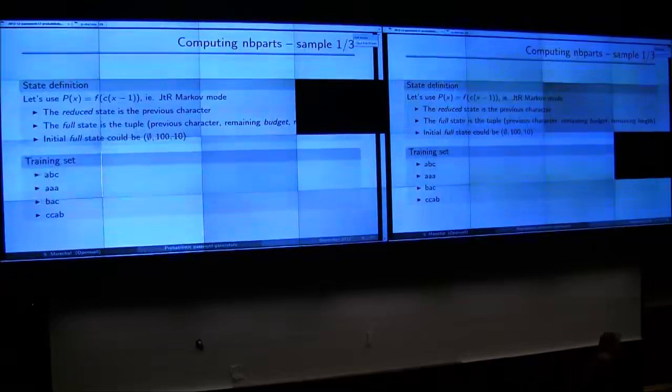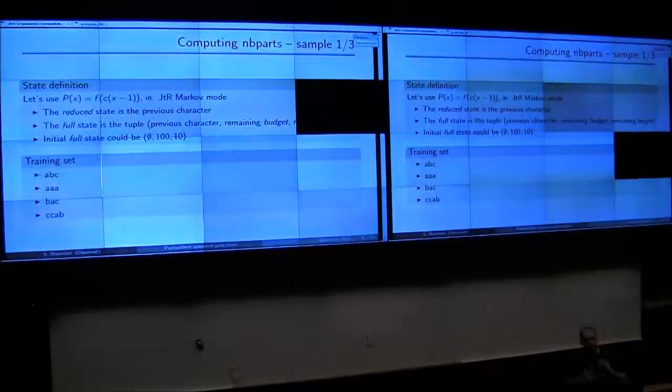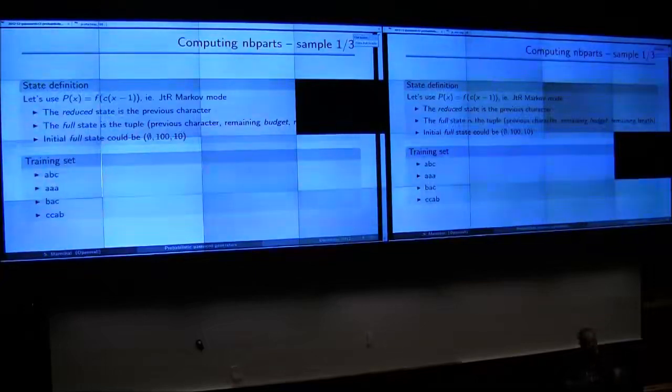Also the full state, which is the reduced state, the previous character, plus the budget you have left to spend, and the next budget you have to spend. So, for example, you can start with a full state of the empty set, because you do not have any previous character, and a budget of 110. In my example, the training set, which is the dictionary that you use to compute the statistics, will be only those 4 words.